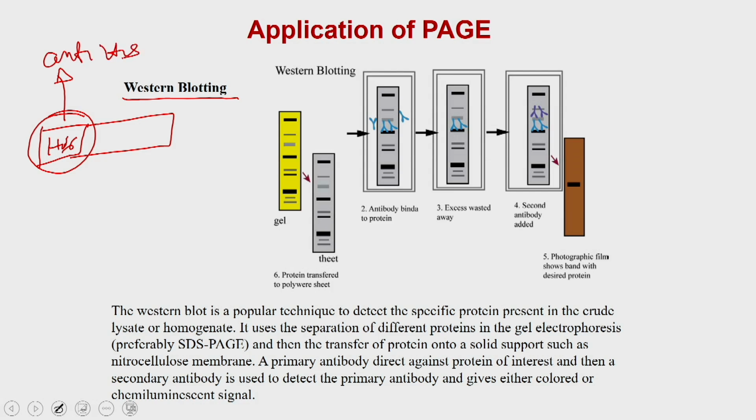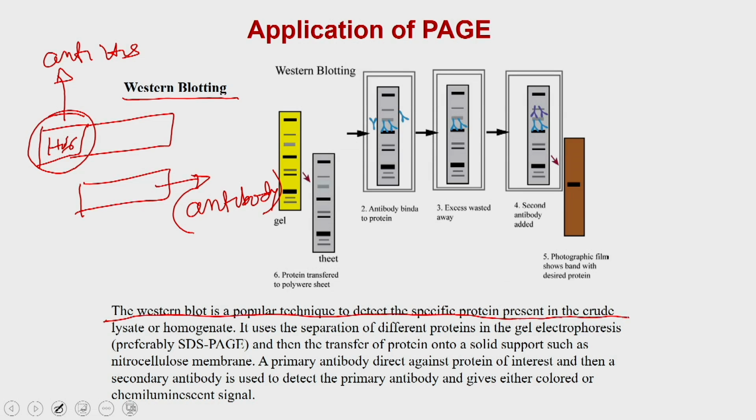Similarly, it could also be possible that you do not have the tag, but the protein you are producing should have antibodies. So, the prime requirement of this approach is that you should have antibodies to detect the protein you would like to characterize, because that will be used as an analytical tool in this technique. Western blotting is a popular technique to detect a specific protein present in a crude lysate or homogenate. It uses the separation of different proteins by gel electrophoresis like SDS-PAGE, and then the transfer of protein onto a solid support such as a nitrocellulose membrane.